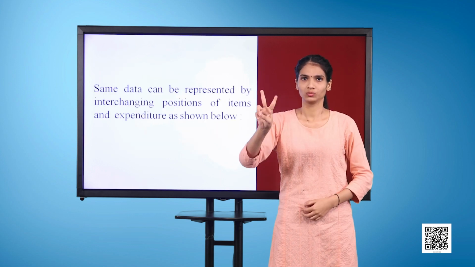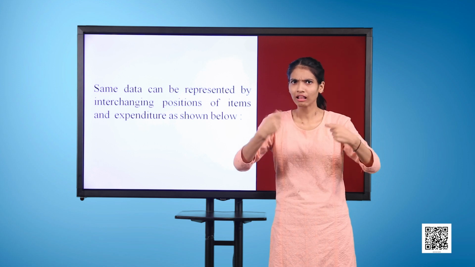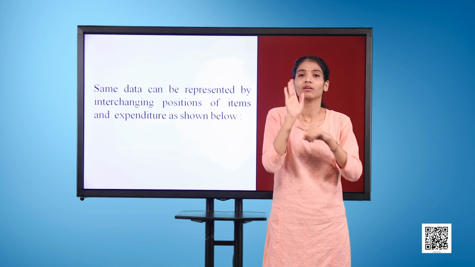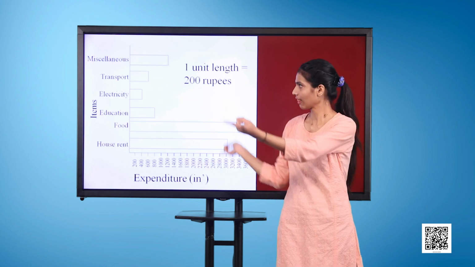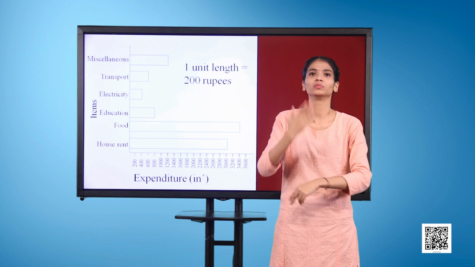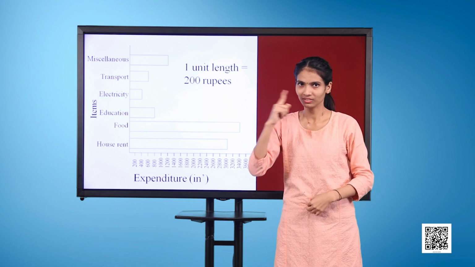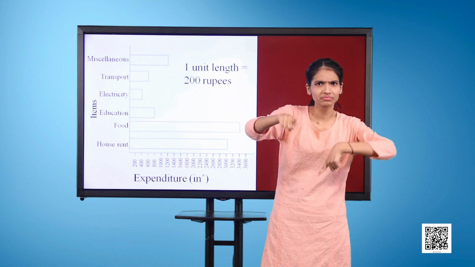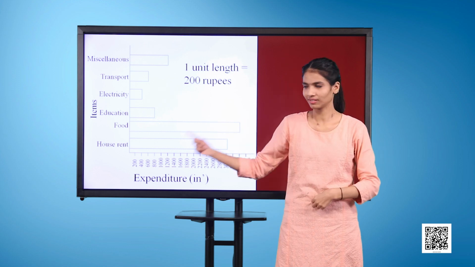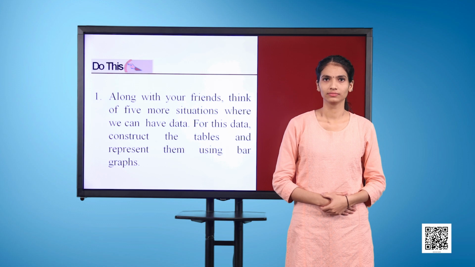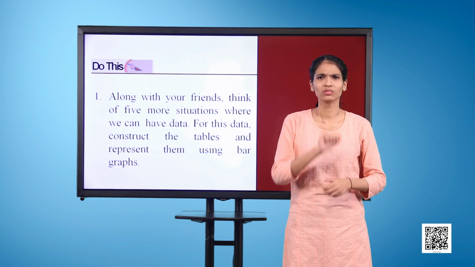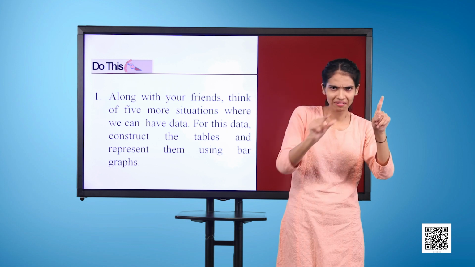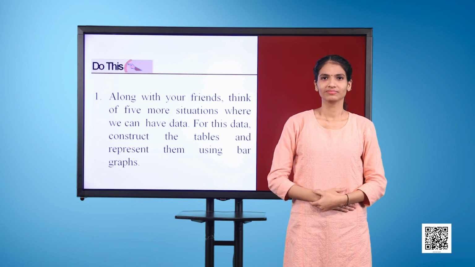Page 202. Same data can be represented by interchanging positions of items and expenditure as shown here. The bar graph here shows the expenditure in rupees on the horizontal line and the items on the vertical line. Again, 1 unit length is equal to 200 rupees. Do this. 1. Along with your friends, think of 5 more situations where we can have data. For this data, construct the tables and represent them using bar graphs.